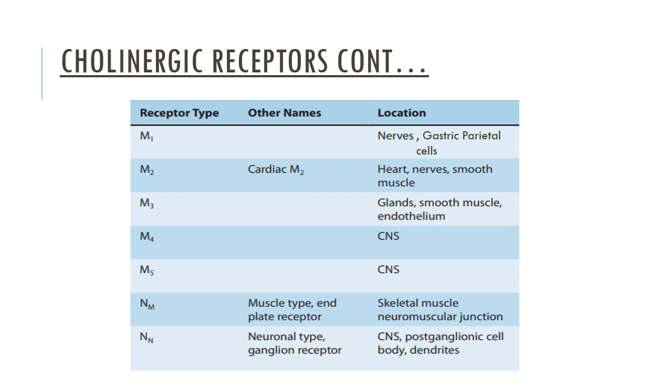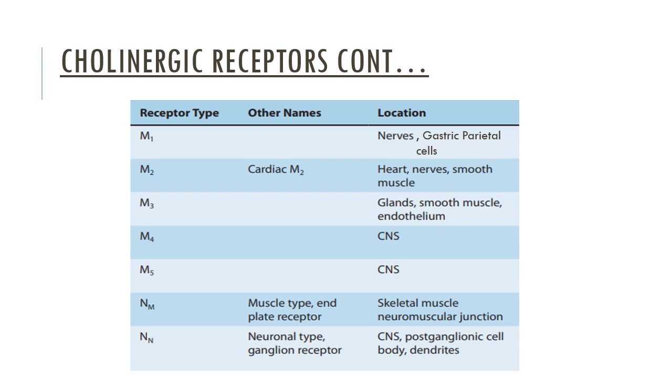Then M2, already you have been told about it, also known as cardiac M2 receptors. So main sites are the heart, nerves and smooth muscles. In the heart, there will be activation of M2 receptors, the heart will slow down. The overstimulation of this M2, there may be heart block. These M2 receptors are also present in smooth muscles.